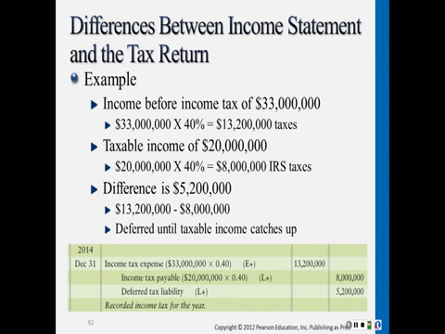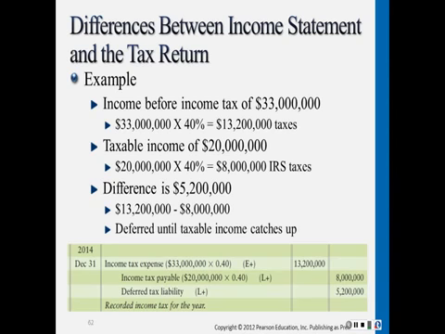Income tax expense, which is $33 million times 40%, is $13,200,000. Income tax payable, $20 million times 40%, is $8 million. And deferred tax liability is $5,200,000. The company will pay $8 million of income tax payable to the IRS and the applicable states within a few months.